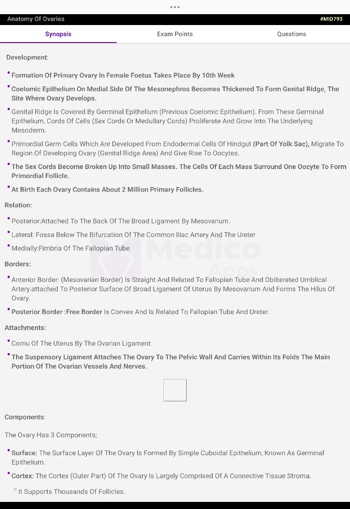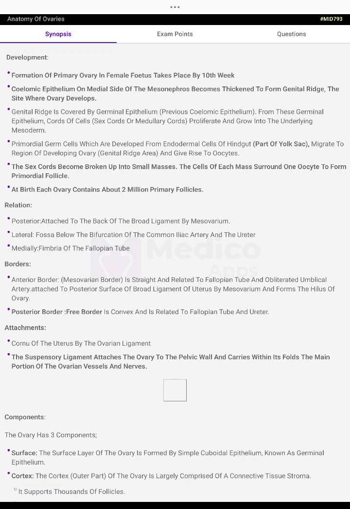Anatomy of the ovaries and their development. Formation of the primary ovary in the female fetus takes place by the 10th week. The coelomic epithelium on the medial side of the mesonephros becomes thickened to form the genital ridge, the site where the ovary develops. The genital ridge is covered by the germinal epithelium.